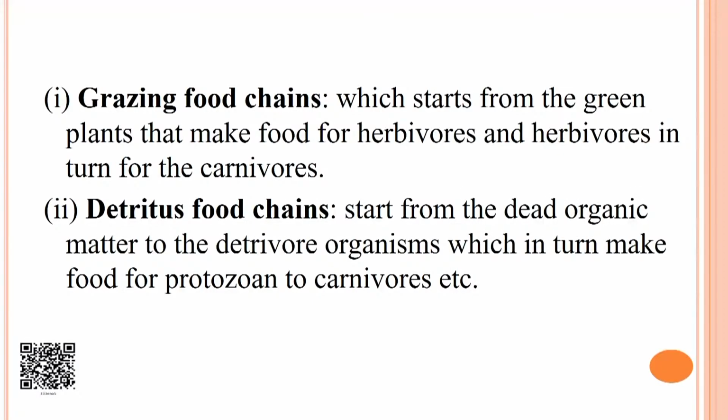Next is decomposers. They take care of the dead and remains of organisms at each trophic level and help in recycling of the nutrients. So there are two types of food chains. First is grazing food chain and second is detritus food chain. Grazing food chain starts from the green plants that make food for herbivores and herbivores in turn for the carnivores. And detritus food chain starts from the dead organic matter to the detritivore organisms which in turn make food for protozoan to carnivores.